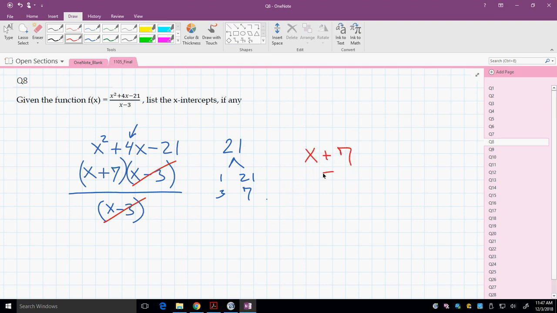My answer is going to be x plus 7. If I solve for it, I set that equal to 0. I'm going to subtract 7 on each side of the equal sign, and I have x equals negative 7. That is my answer. I cannot use the positive 3 as an answer because that will make the denominator 0 and will make the whole function undefined. So my only answer is negative 7.